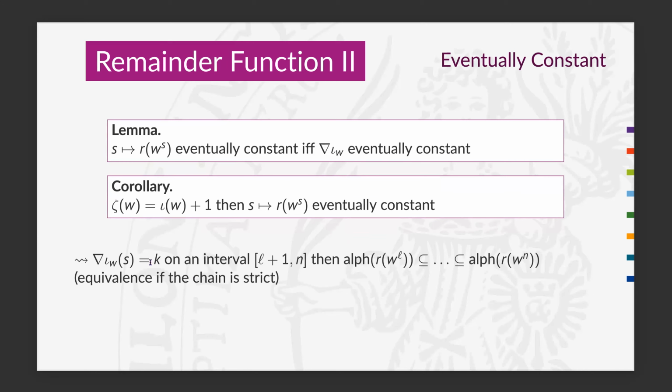So if I have the nabla and it is k on an interval to n, then I know that the alphabet of the rest of all these repetitions of w are included in each other. And we have an equivalence when the chain is strict. So if we have an implication here, and the subsets are strict, then we can also get that we only have always k additional arches.